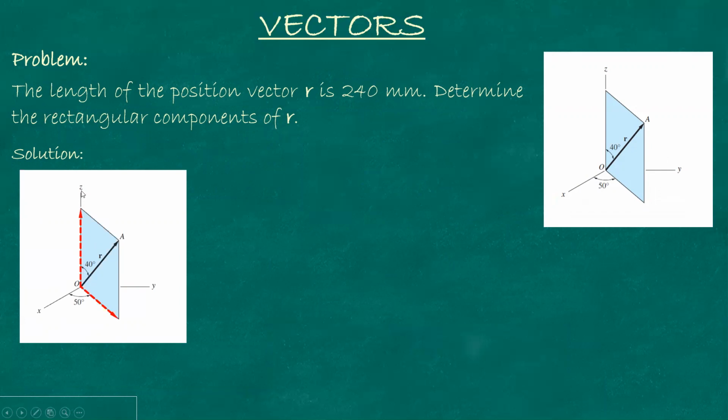And since Z is adjacent, so Rz is 240 cosine 40. And then this one, it's 240 sine 40. So to compute that, that's Rz and then Rxy. So Rxy comes from this because it lies in the XY plane. And so from this, we get the components along X and Y.